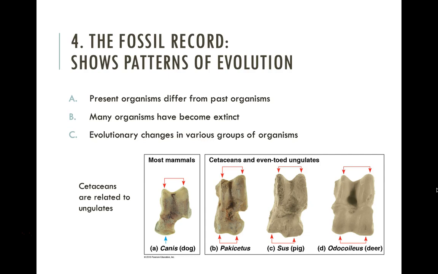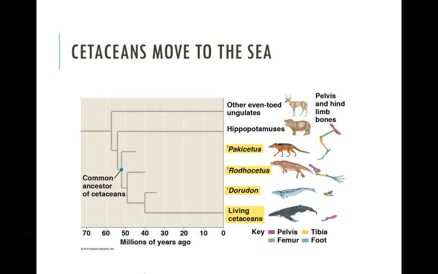Well, using the fossil record to look at the ankle bone of Pakicetus, which is an ancestral cetacean, a pig, and a deer, they were able to see this similar structure, this homologous structure, that suggested that the most closely related ancestors to cetaceans were actually the ancestors of the ungulates.